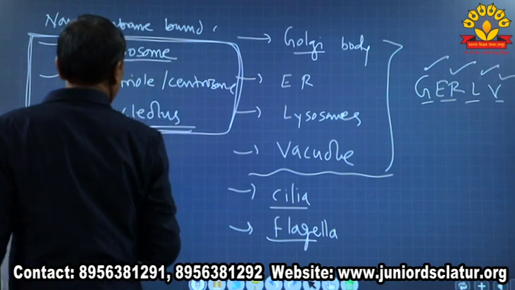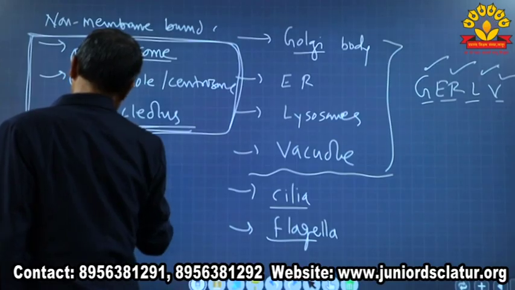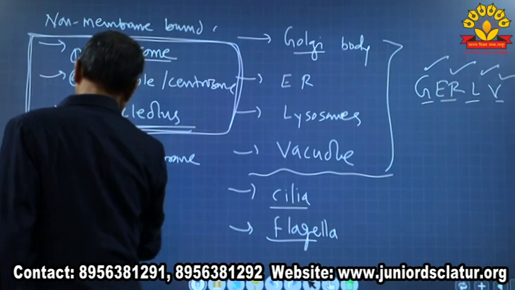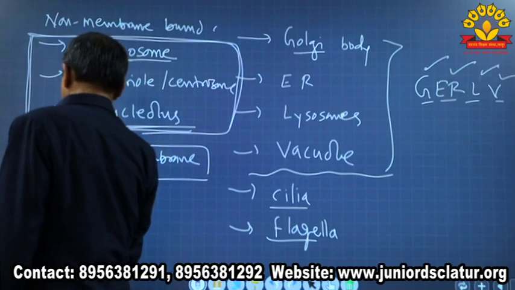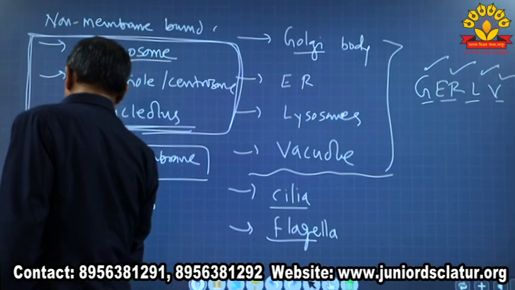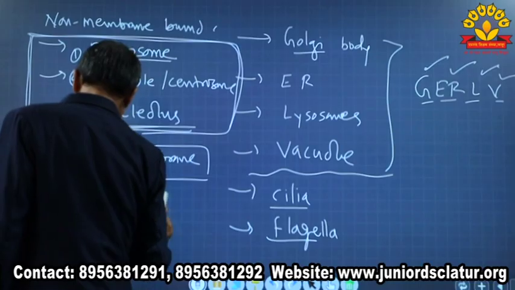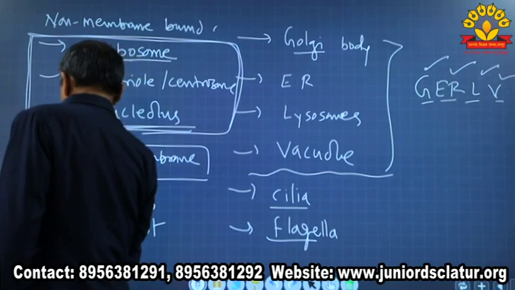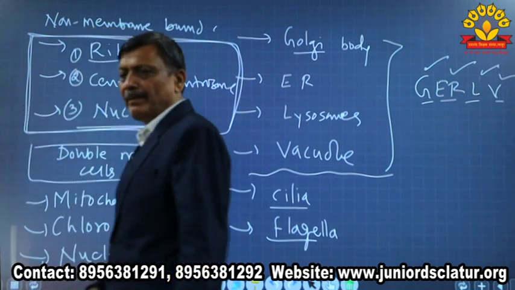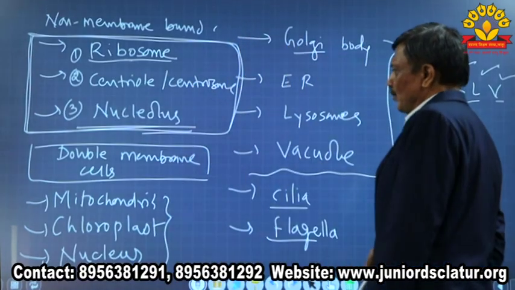And what are the cell organelles that are double membrane bound? What are their names? Number 1, mitochondria. Number 2, chloroplast or plastid, double membrane bound cell organelle. And the third cell organelle is the nucleus, not the nucleolus. These are the double membrane bound cell organelles. Ribosome, centriole and nucleolus are non-membrane bound cell organelles.